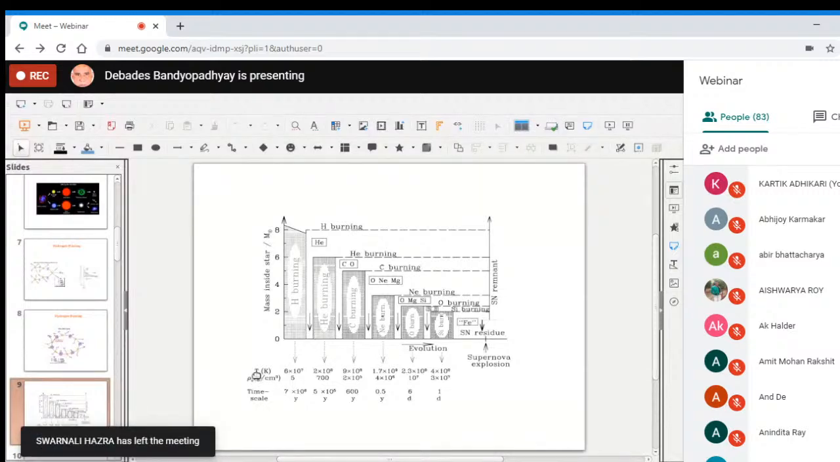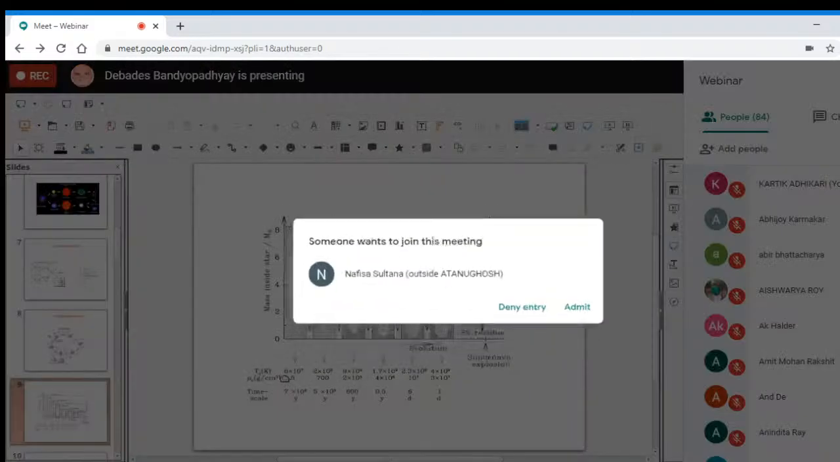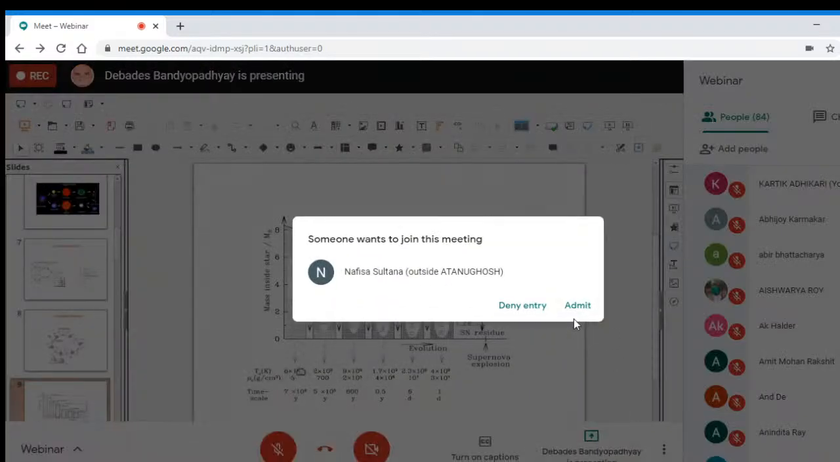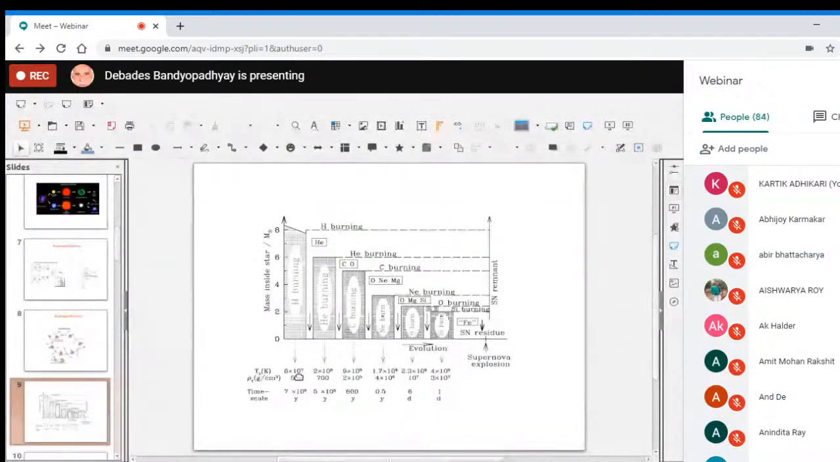At the bottom, the temperatures at different stages of burning are shown. Similarly, the density. Most of the time, the star spends in this hydrogen burning stage, and the temperature is of the order of 10 to the power 7 or more, and the density is 5 grams per centimeter cube. And the time scale for this burning stage, you can see, is almost 10 to the power 7 years.